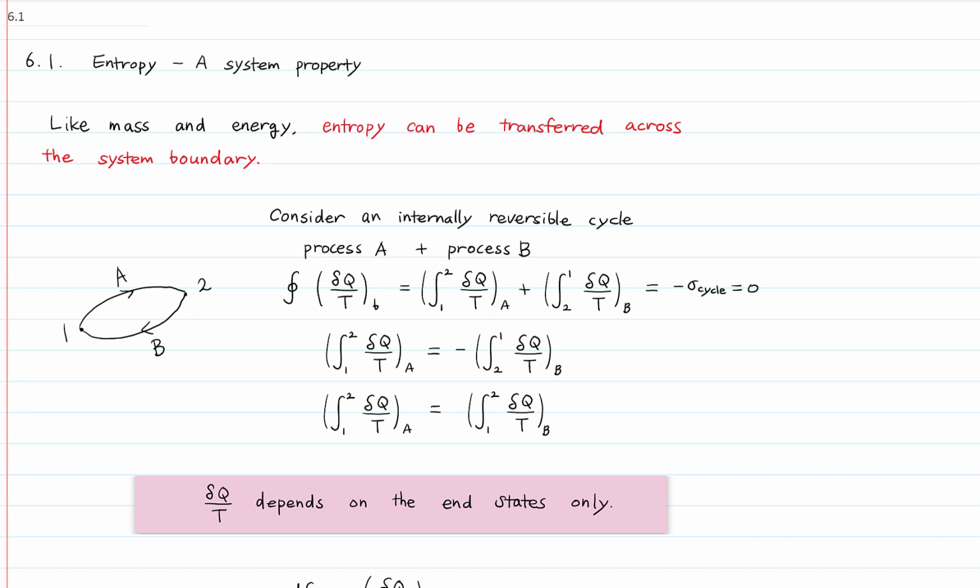6.1 Entropy, a system property. Now we are going to look at the second law of thermodynamics from a quantitative perspective by introducing a new property called entropy. So entropy is a measure of the molecular disorder or a measure of irreversibilities of the system.